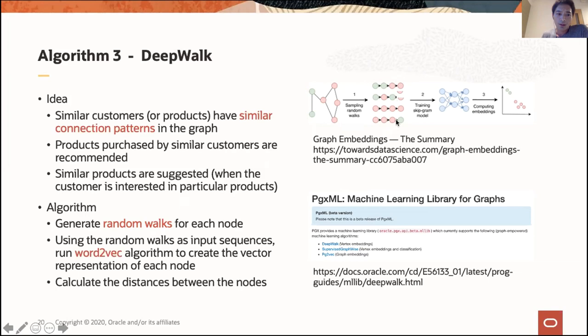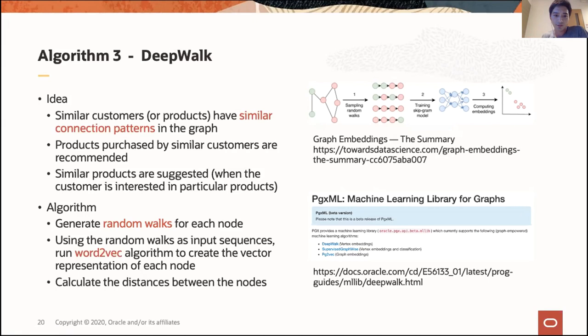And then these sequences can be the input of a neural network, in this case, a three-layer skip-gram neural network, which is called Word2Vec, which is often used for learning documents, like the similarity of words. And then we can get the vector representations of nodes so that we can calculate the distances between those nodes in the vector space.